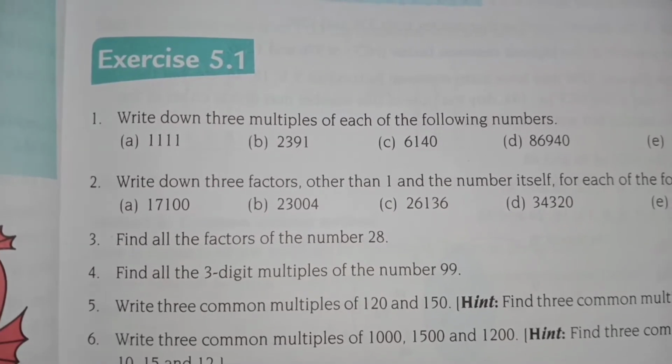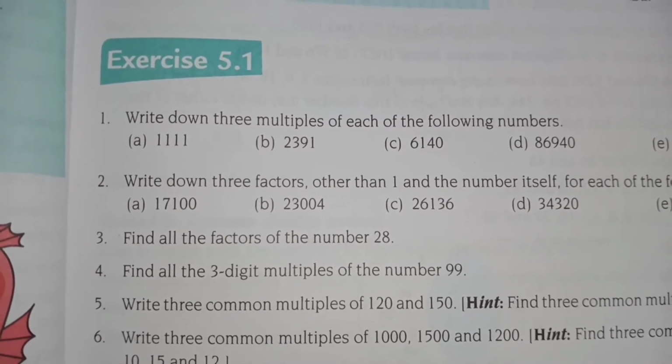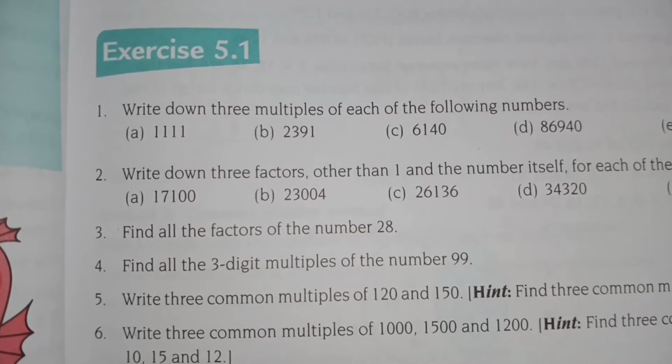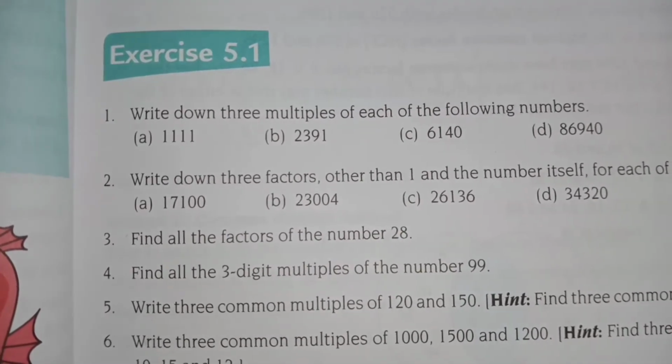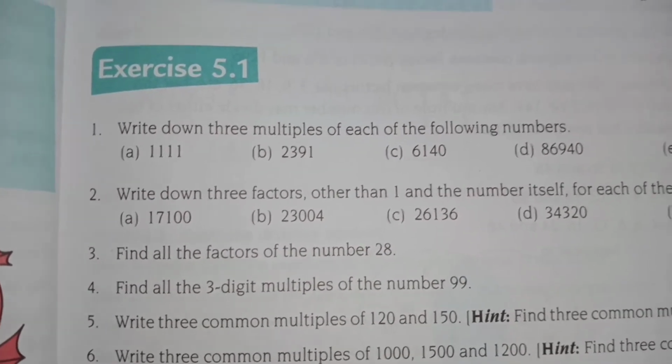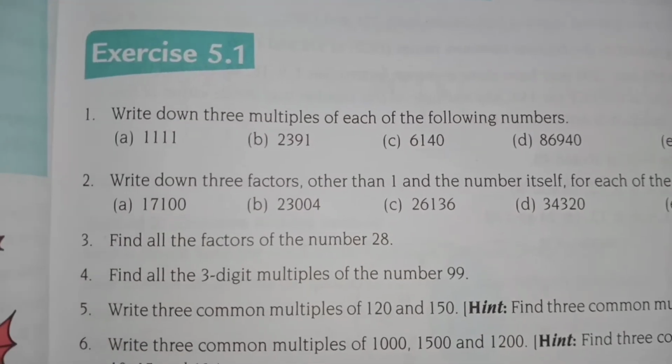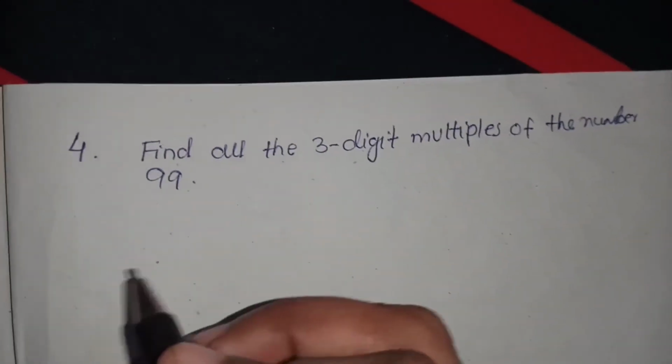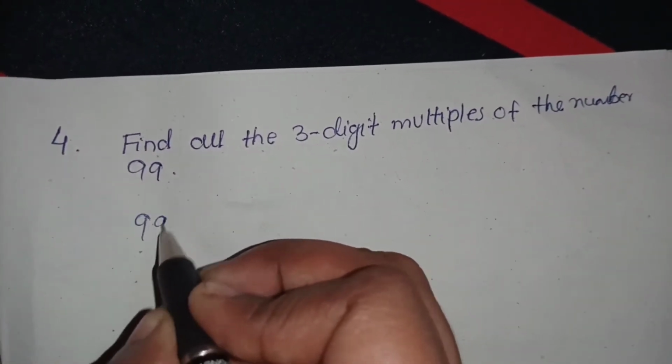Not 2 digits, not 1 digit. It should have 3 digits. Till we get the 3 digits we will write. When we get 4 digits we will stop. We have to write the multiples which should be just 3-digit ones. Okay, so let us start. We have to write all the 3-digit multiples of 99.